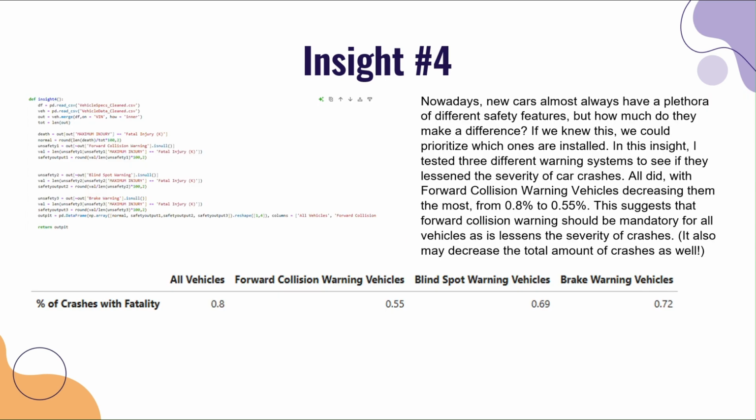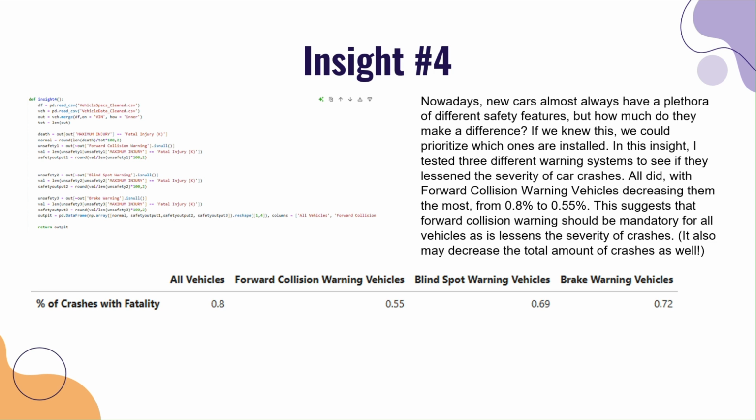My fourth insight was about safety features in cars, because a lot of new cars nowadays have a lot of safety features, but I never really knew how much each of them made a difference. In this insight, I tested 3 different warning systems, often installed on cars, to see whether each of them lessens the severity of car accidents.